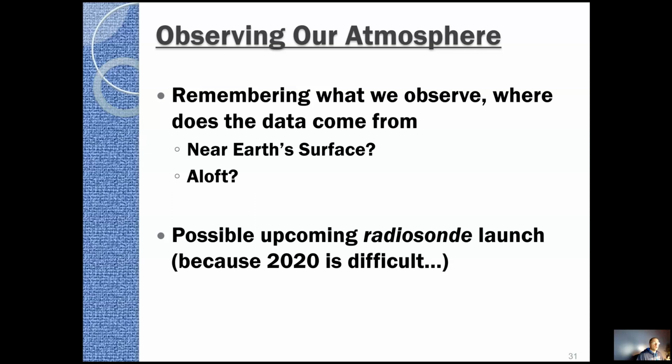I still have 2020 on this slide, and I actually thought about it, and I'm like, no, we're just going to leave it as 2020, because so far 2021 seems pretty difficult as well. We'll hope things change here before too long.